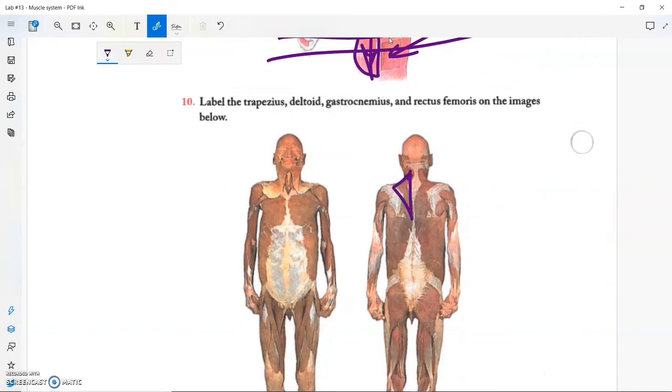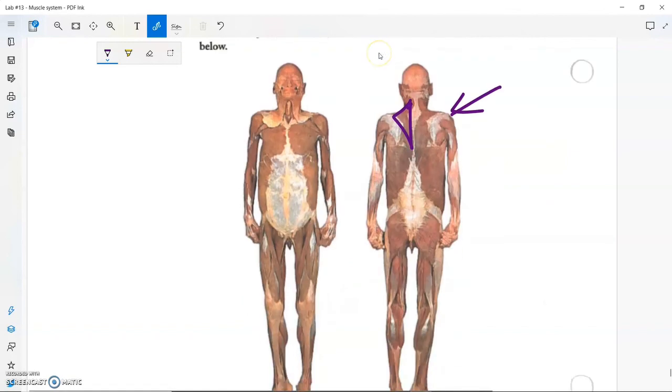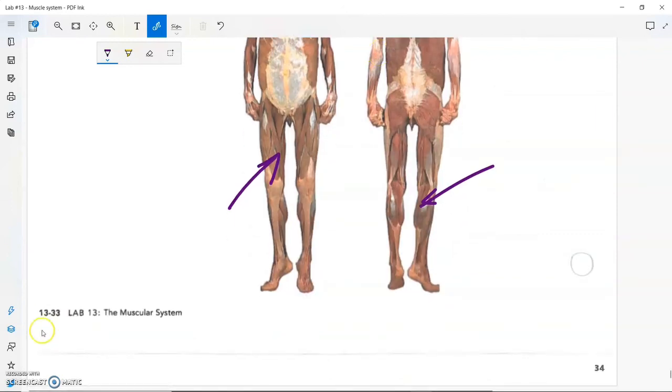Trapezius, deltoid, rectus femoris, and the gastrocnemius are right here. And that will conclude our conversation about the muscle system.